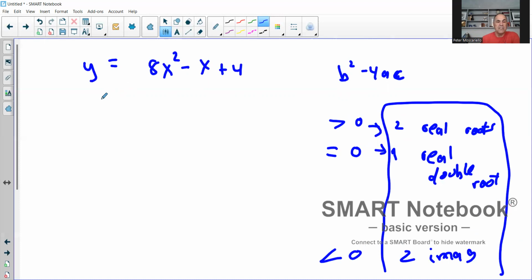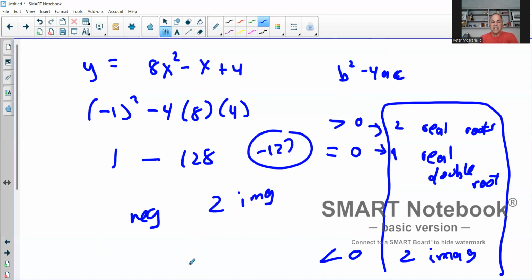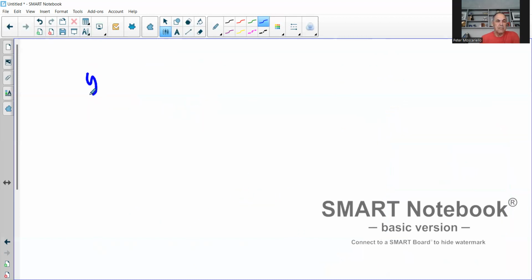So anyway, b squared minus 4ac, negative 1 squared minus 4ac, that's a 1 minus a big number, so it's going to be negative. So 2 imaginary. Do I care that it's negative 127? Not really. I just care that it was negative. So you try this one.